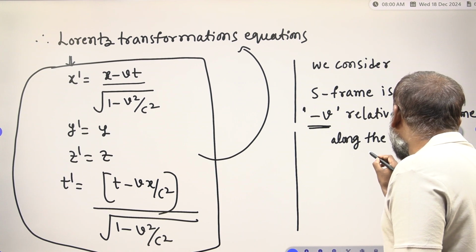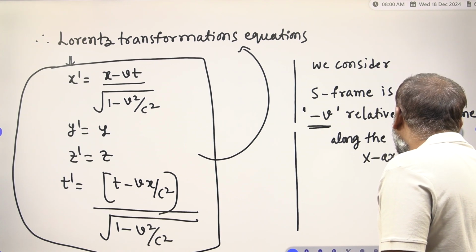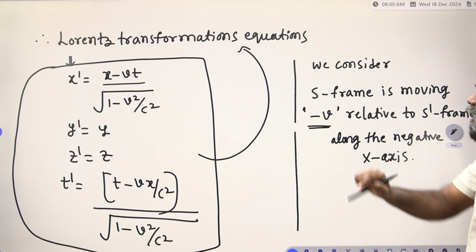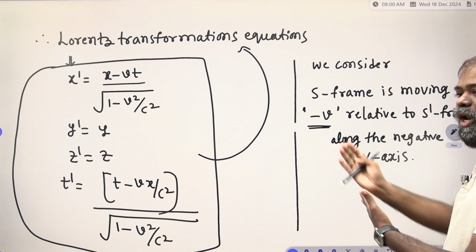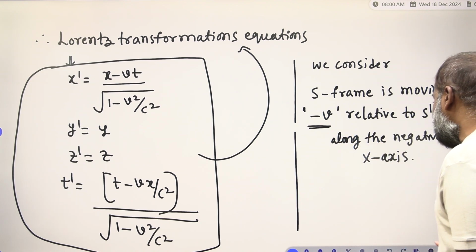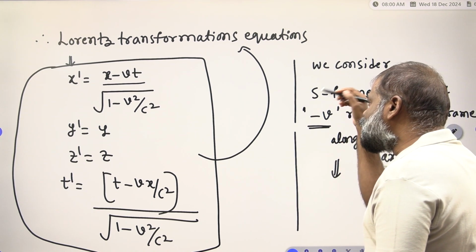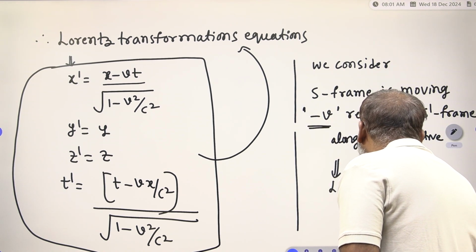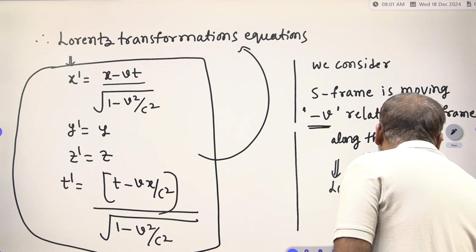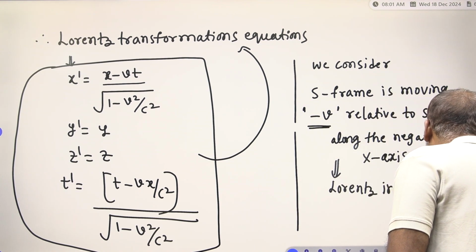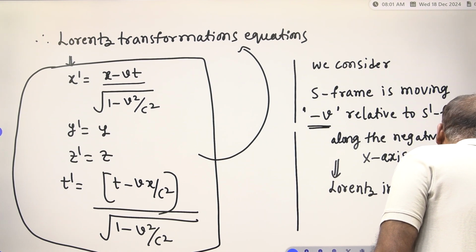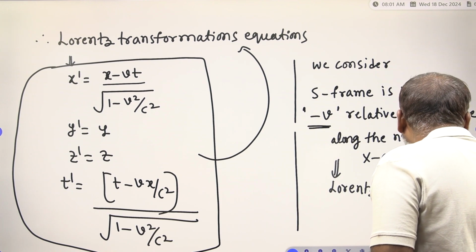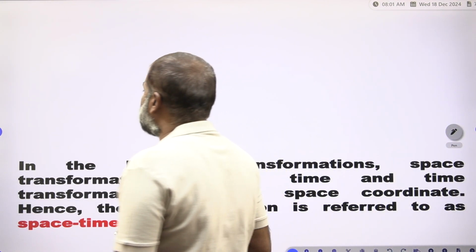Along the negative x axis, that's why we have to take minus v along the negative x axis. So therefore these transformations will become Lorentz inverse transformations. How do we write the Lorentz inverse transformations?